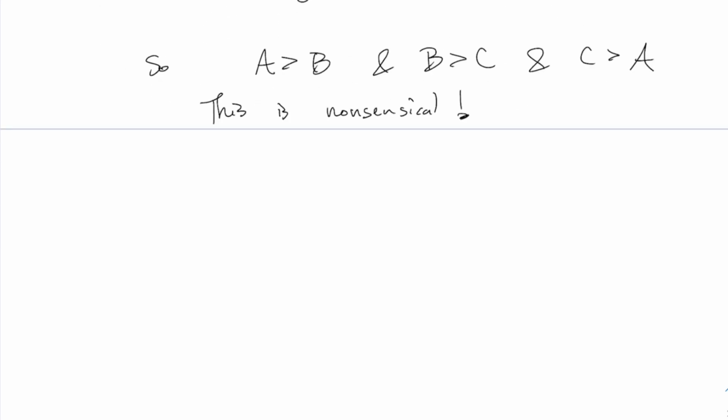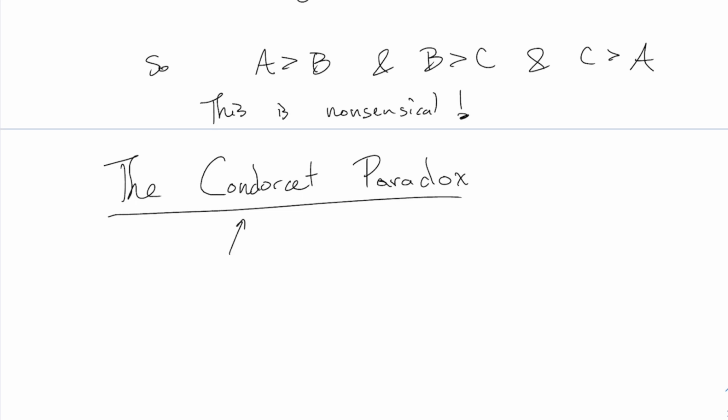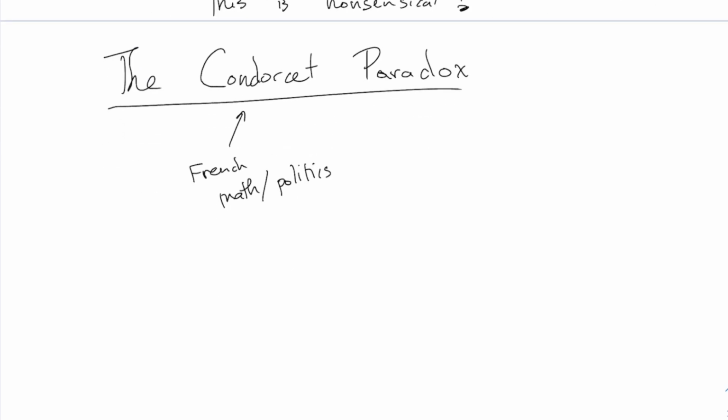There's a name for this. Actually, this phenomenon has been known for a long time. This is referred to as the Condorcet paradox. Condorcet is the name of a person. This is like a French mathematician, sort of politician. I don't know if he was actually a politician, but he was interested in mathematics and political science. This was in I believe the 1700s. This is a long time ago. Condorcet was one of the first people to really investigate the idea of voting in some sort of formal mathematical way.